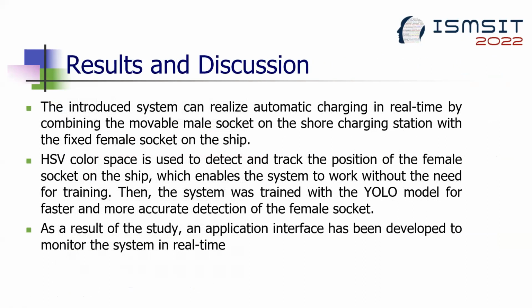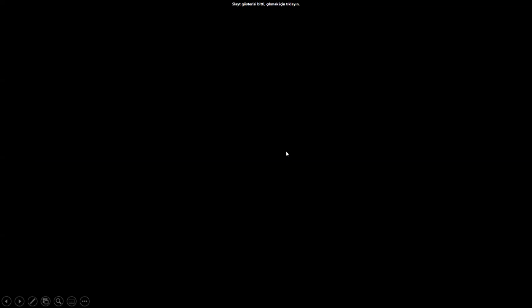The introduced system can realize automatic charging in real time by combining the male socket on the shore charging station with the fixed female socket on the ship. The HSV color space is used to detect and track the position of the female socket on the ship, which enables the system to work without any training.